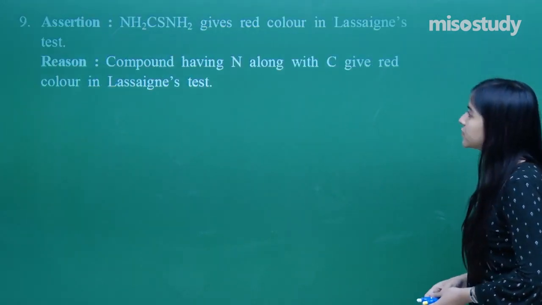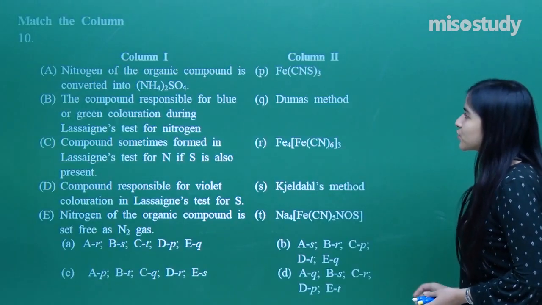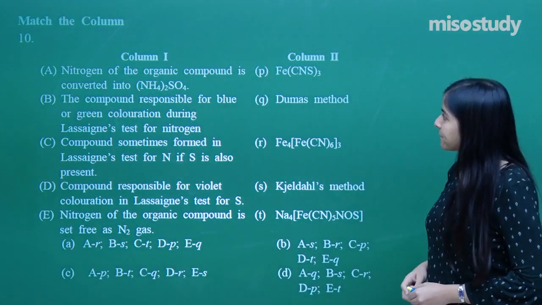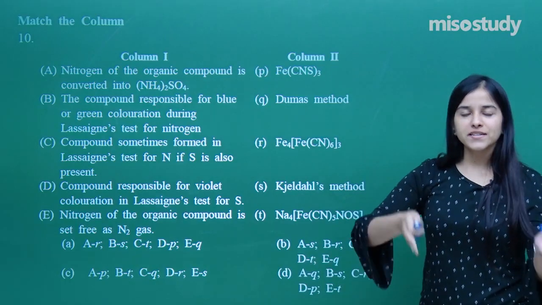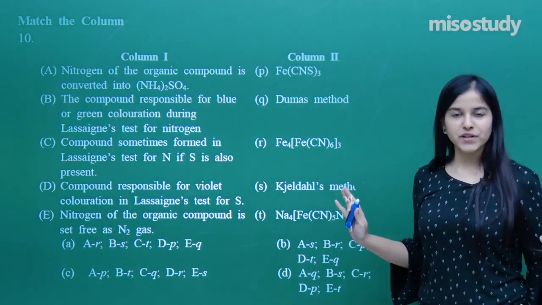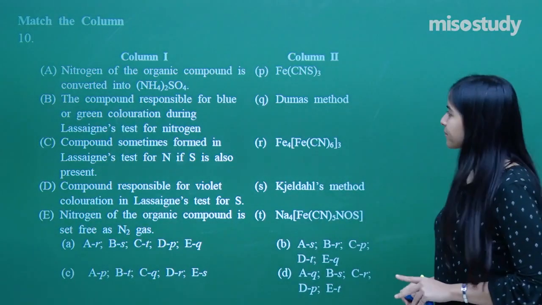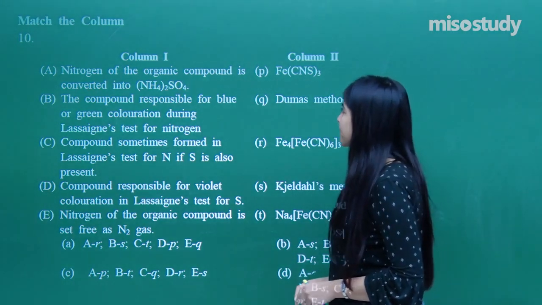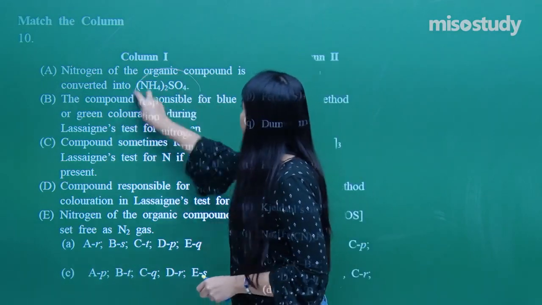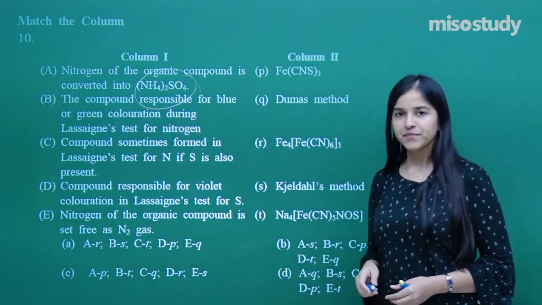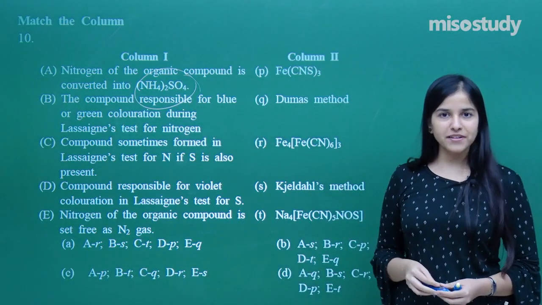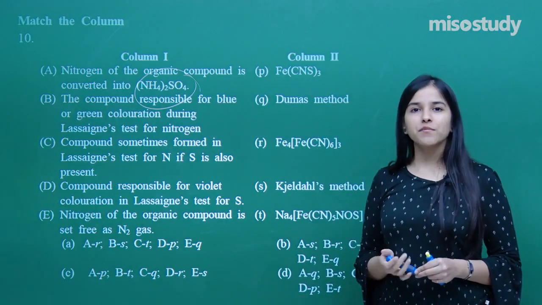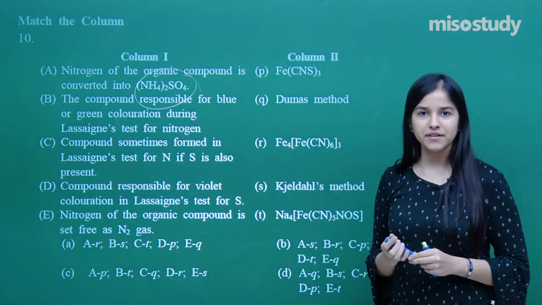Now coming on to the very last question, which is again match the following. So we need to match column 1 with column 2. That is what we need to do. We all know the rules. So let us just move on to the first one. Nitrogen of the organic compound is converted to ammonium sulfate. So do you remember Kjeldahl's method or not? This particular ammonium sulfate is formed in the first step.